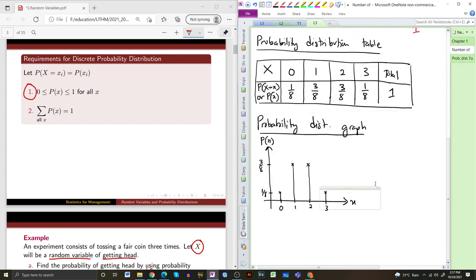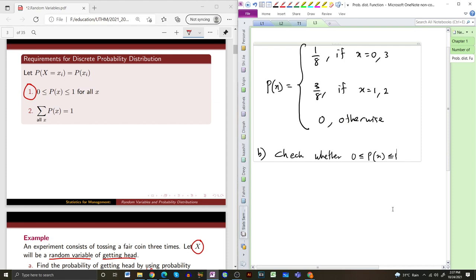If you notice in the table, this is 1 over 8, this is 3 over 8, 3 over 8 and 1 over 8. All these are in between 0 and 1. Therefore, the first condition is fulfilled. You write there: the probability is in between 0 and 1 for all x. Okay, that is the first thing you have to check.